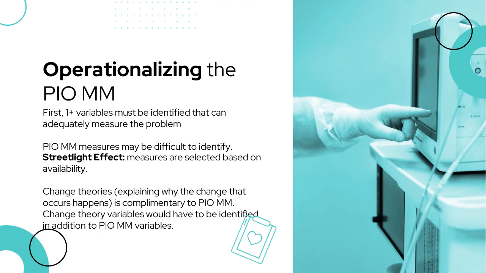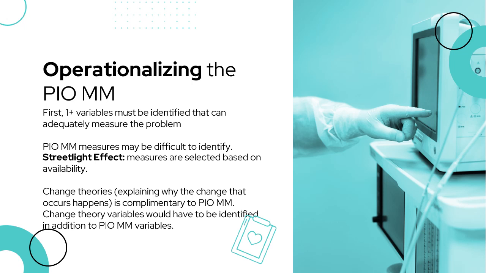All right, so let's talk about operationalizing the PIO-MM. Right off the bat, the first thing you have to do is identify at least one or more variables that can adequately measure the problem at hand. So if we go back to our long-term care facility example, we have two variables that we're going to look at. We're going to look at test scores, which measure the knowledge of the staff, and we're going to look at audit scores, which are measuring the compliance of the staff to fulfill hand hygiene obligations.